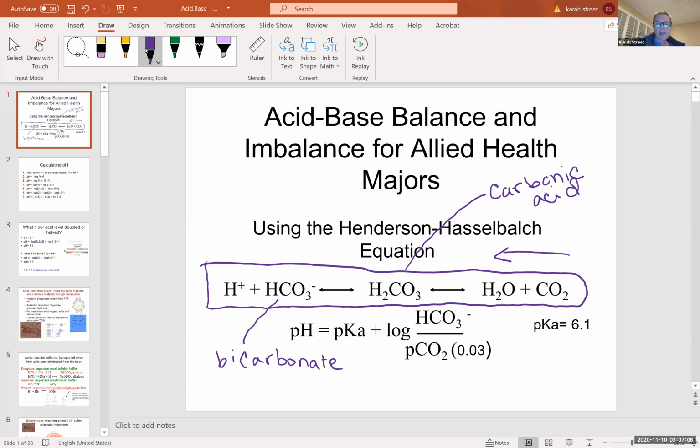As I go through this lecture, I will explain what pKa is. I will also explain what this 0.03 number means to you. So just give me a moment to get through the background story on acid base and why we care clinically, and then I'll explain the components of this equation.